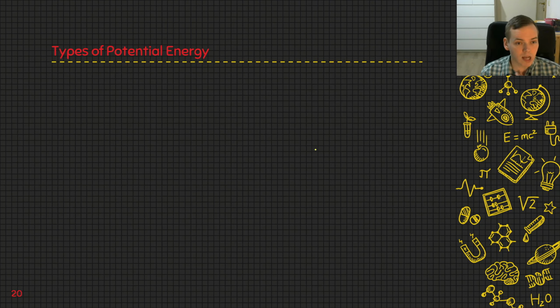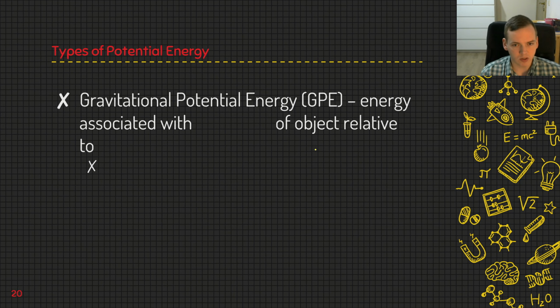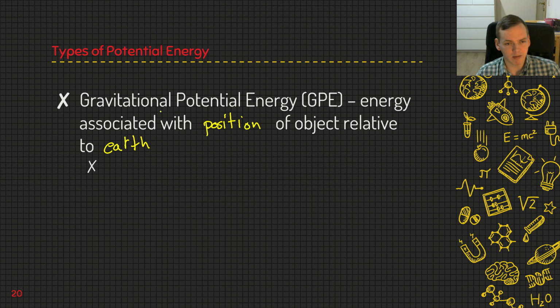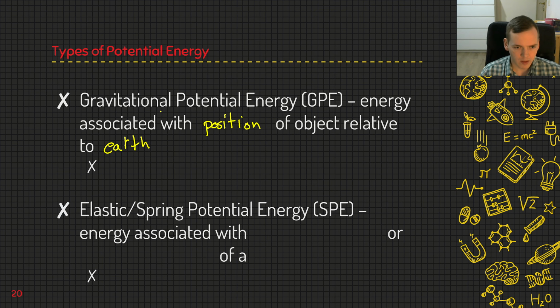So there are two types of potential energy. The first is gravitational potential energy, or GPE. This is the energy associated with the position of an object relative to the Earth. So if something is farther from the Earth, it has more gravitational potential energy. If it's closer to the Earth, it has less gravitational potential energy.